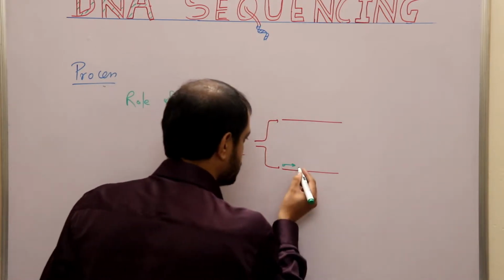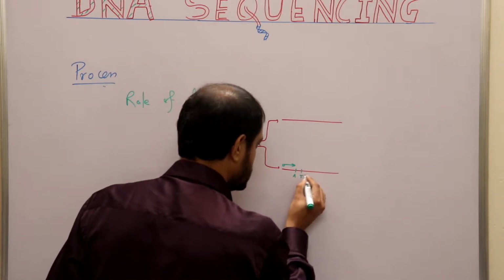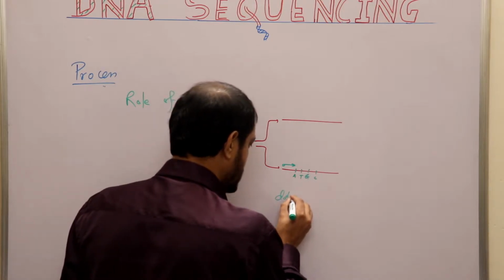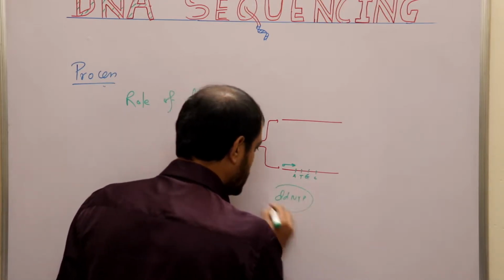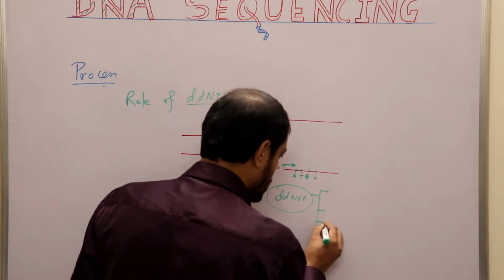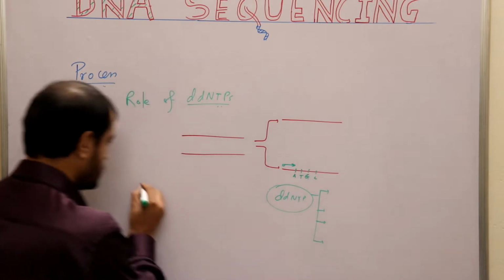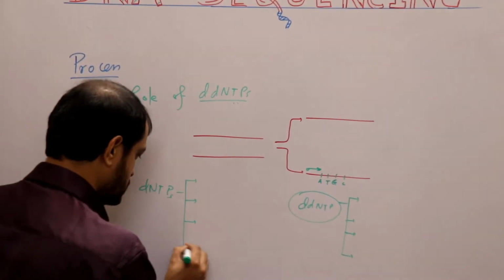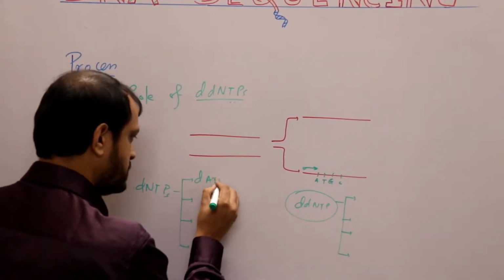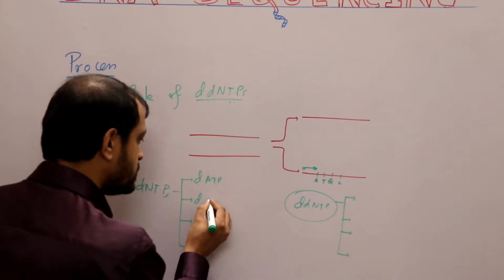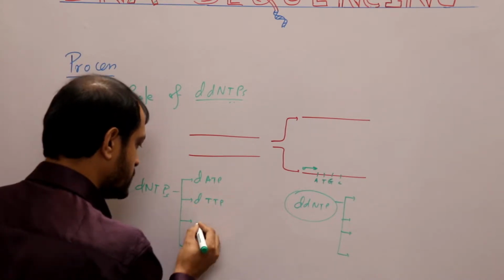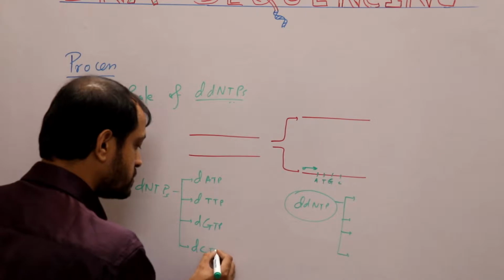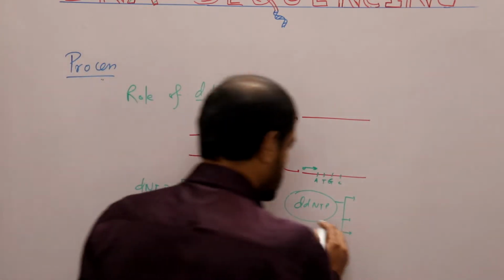First things first, suppose here it is A, here it is T, here it is G, here it is C. Suppose I have added ddNTPs. There are four types of ddNTPs, just like there are four types of normal dNTPs. That is dATP, dTTP, dGTP, dCTP.